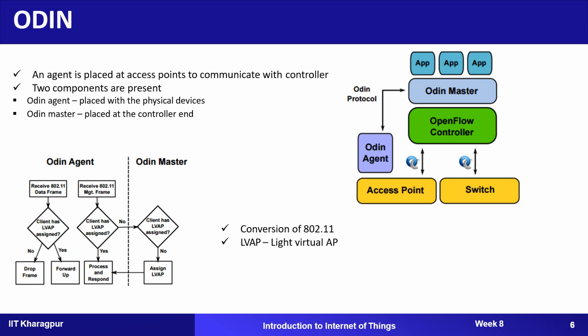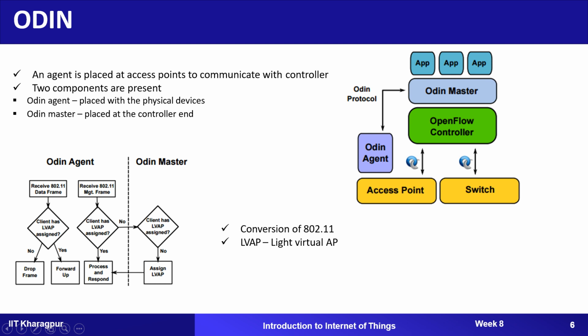So basically whenever you want to integrate SDN with mobile network, you will place an agent at the access points. So these agents will help the access points in order to communicate with your controller. So you will place first one will be your ODIN agent and second one will be your ODIN master. So ODIN agent is placed at the physical devices and ODIN master is placed at the controller.